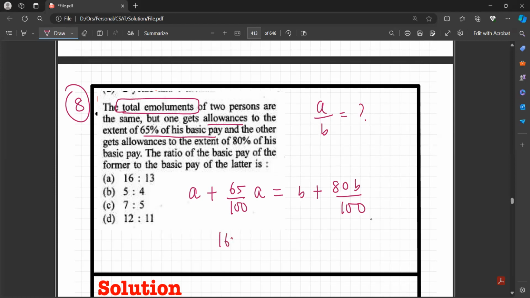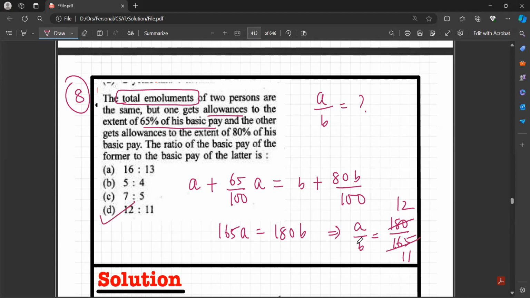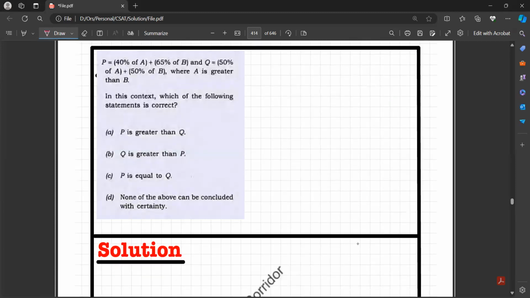So 165 times A will be 180 times B, which implies A by B will be 180 by 165. Once you cancel by 15, we get the answer as 12:11. Got it? Proceeding to the next problem, question number 9.